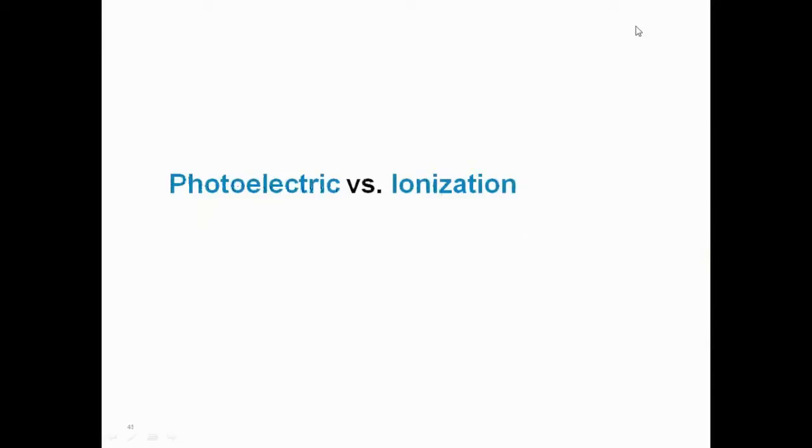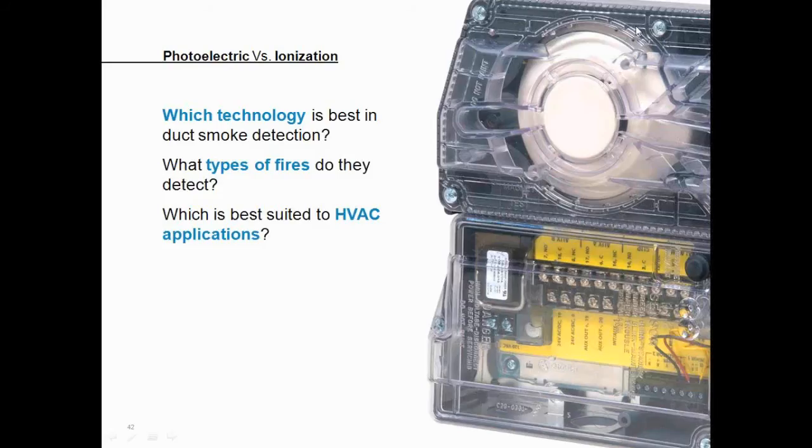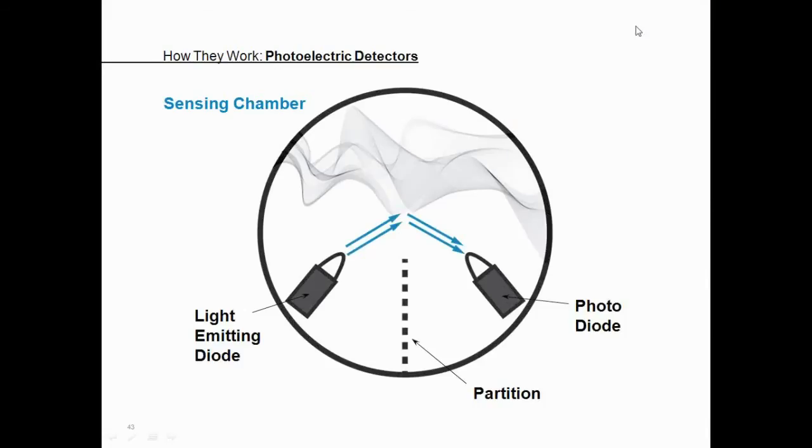Okay, and the last portion of this webinar before we start getting to some of the questions is to look at the differences between photoelectric and ionization detector technologies, and the method that is preferred for duct smoke detection and why. In this section, just to reiterate on this slide, we'll talk about which fires photoelectric and ionization are best for detecting and which is best suited for HVAC.